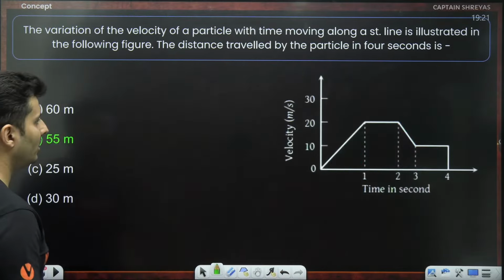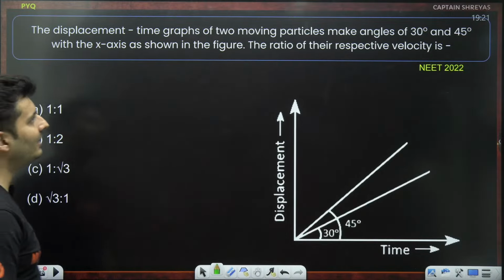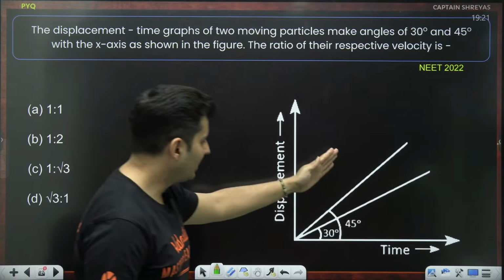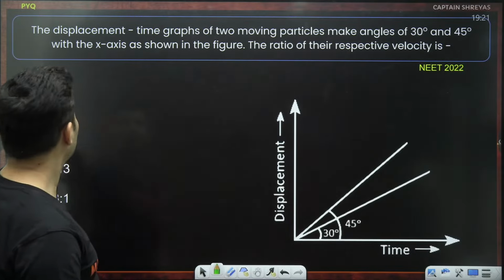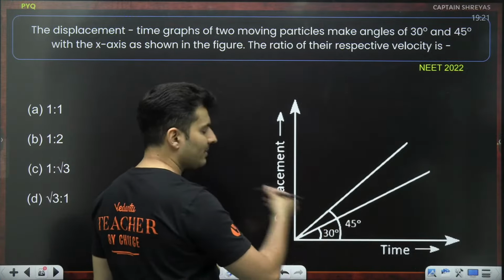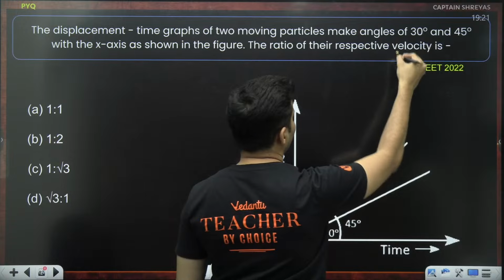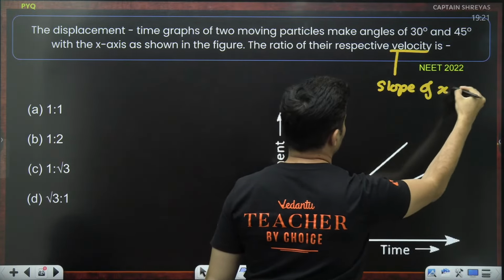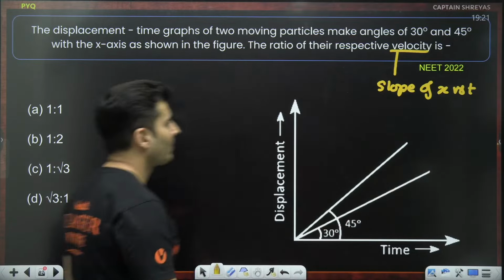Okay. Moving on to the next question, which was asked in NEET 2022. There are two graphs given for displacement time. One is making 45, another is making 30. So what is the ratio of the velocity? Guys, whenever displacement time, position time, and velocity is given, velocity is nothing but the slope of your position versus time or displacement time. That's it.